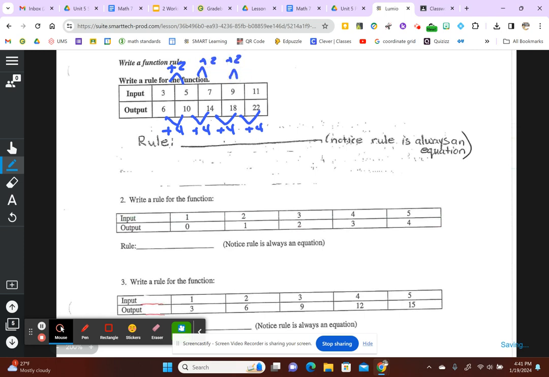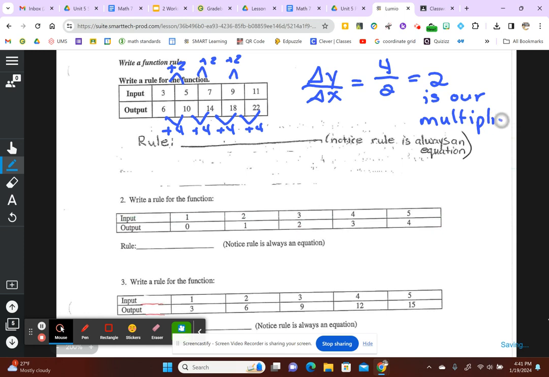So when you have a situation where there's a constant change in y and a constant change in x, we call this delta y over delta x. And that means the change in y, which is 4, over the change in x, which is 2. That equals 2. 2 is our multiplier. That means every time I'm multiplying by 2, I may be done, I may have to do something else, but I always start with the multiplier. So I write a rule of y equals 2x.